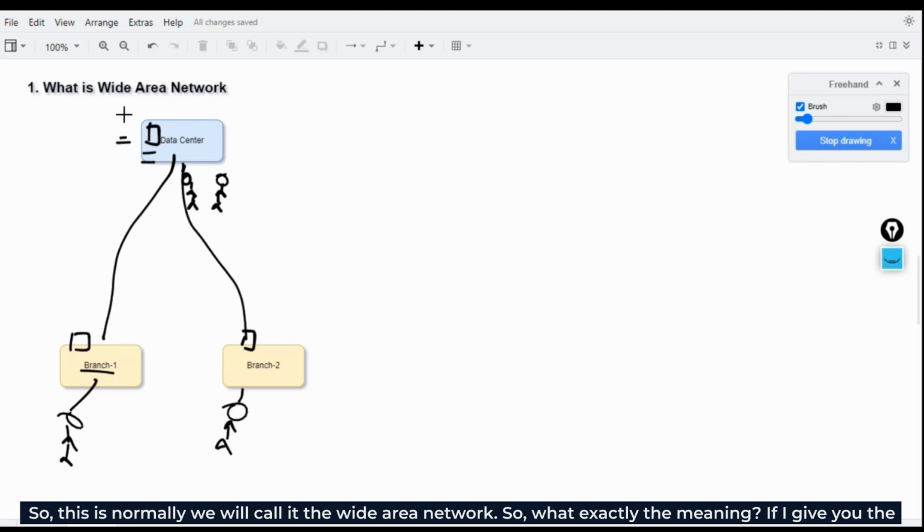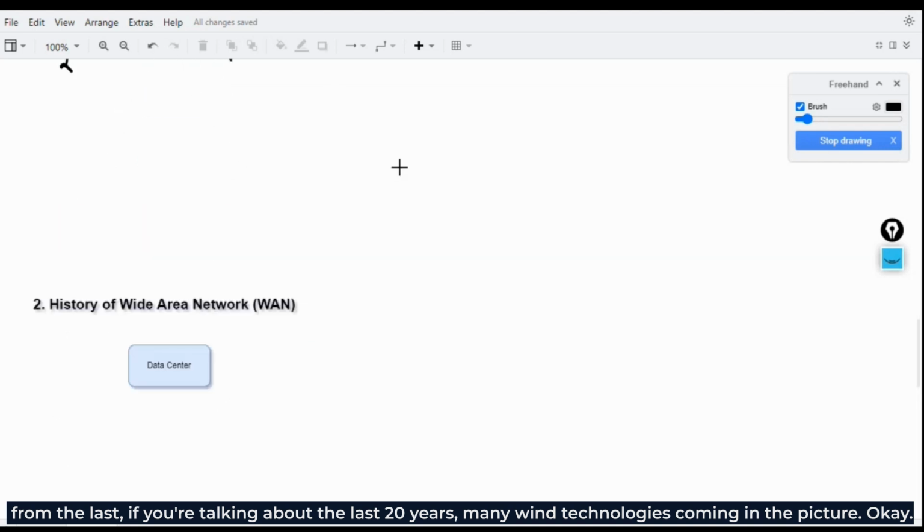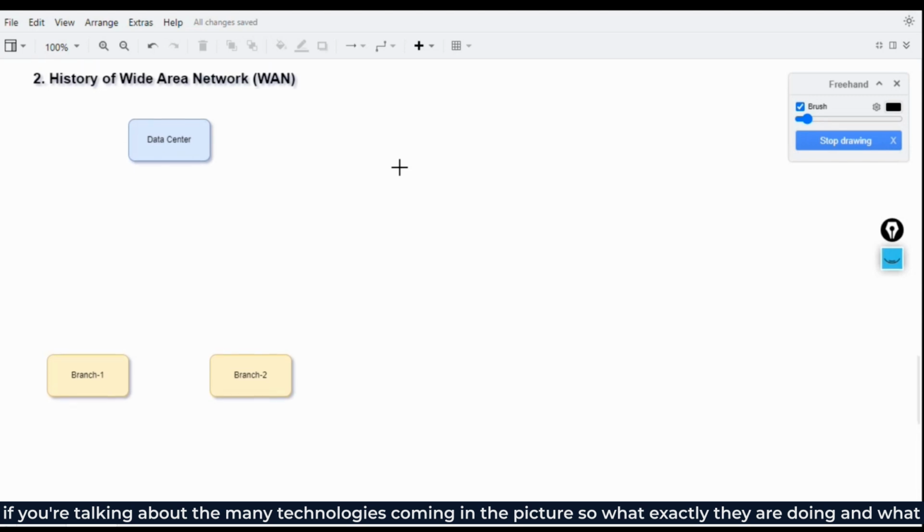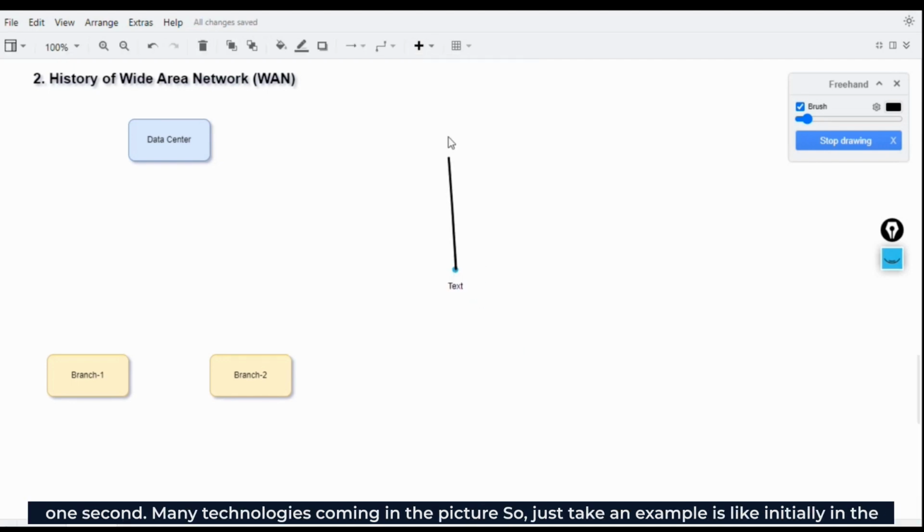So what exactly is the meaning? If I give you the definition, the branches are geographically apart from one another, and they can easily connect and access their resources. This is what we normally call the wide area network. In the last 20 years, many WAN technologies have come into the picture.